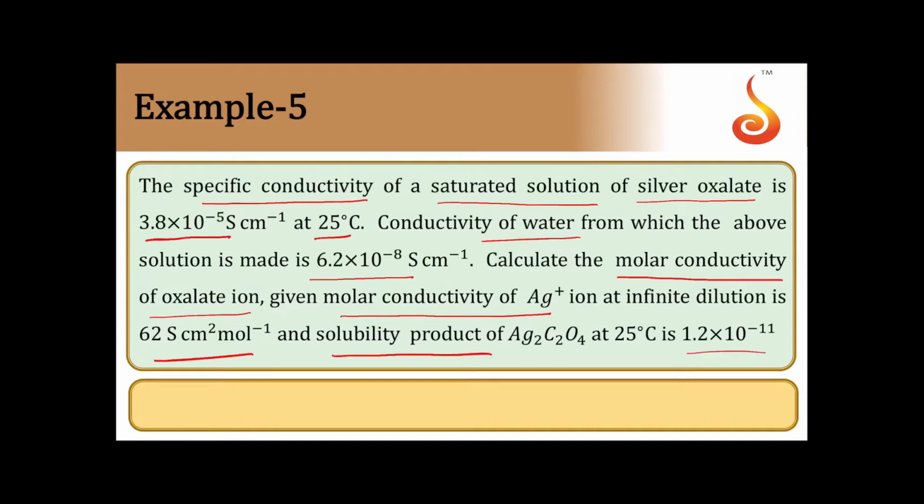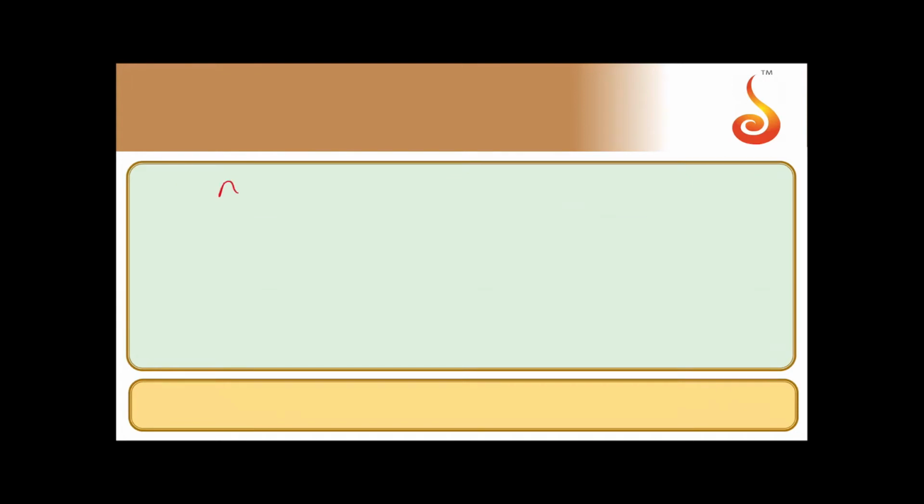So in the problem we are asked the molar conductivity of oxalate ion, and given the molar conductivity of Ag+ ion. Suppose we know the molar conductance of silver oxalate, say λ° of Ag2C2O4, which is equal to 2 into λ° of Ag+ plus λ° of C2O4 2-.